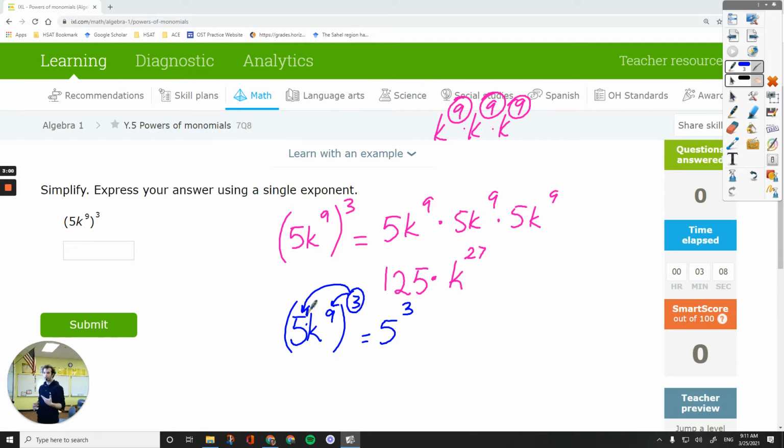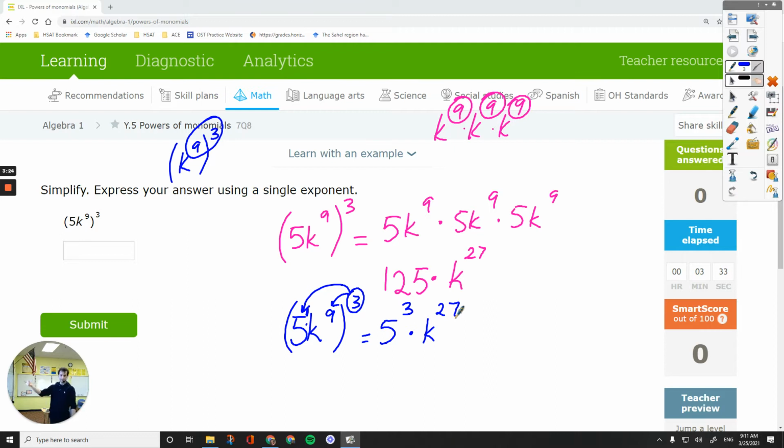It doesn't change the value of the 5. And then times, we had k to the power of 9, right? Let me just put it over here. And then this 3 is going to impact that as well. So this is called power of a power. You multiply the exponents if you have this pattern. 9 times 3 is 27. Keep your base the same.